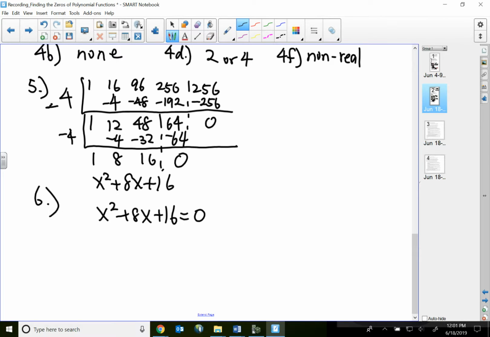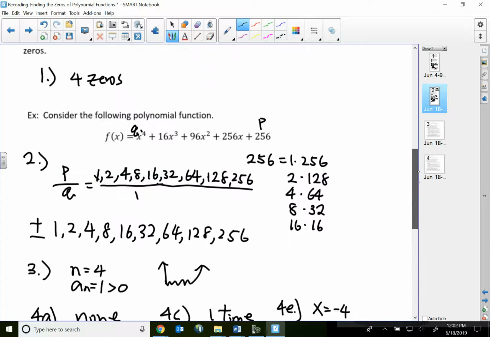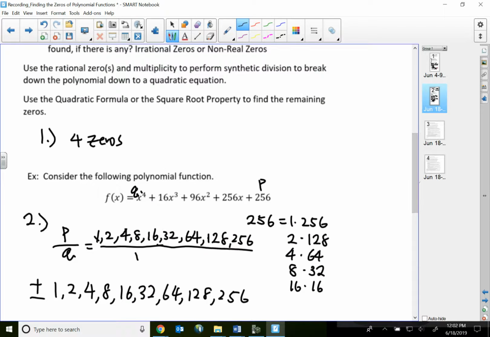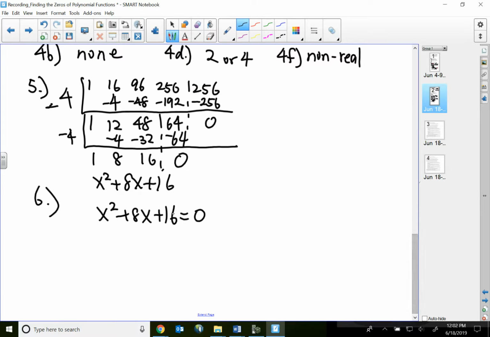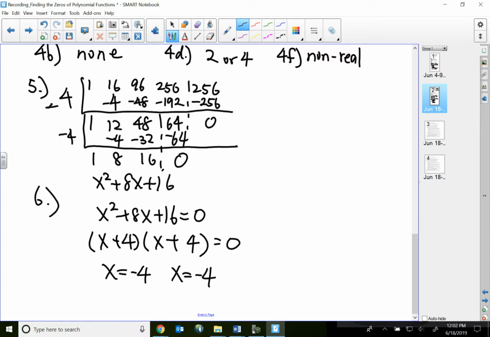Looking at this, normally in step number 6 we use the quadratic formula or the square root property if it's only 2 terms. But it turns out, what times what is 16? 4 times 4. This problem is actually factorable. The middle term is going to be positive 8. So that tells me the other 2 zeros are actually going to be still negative 4. Voila. So in this problem, I actually have four negative 4s.